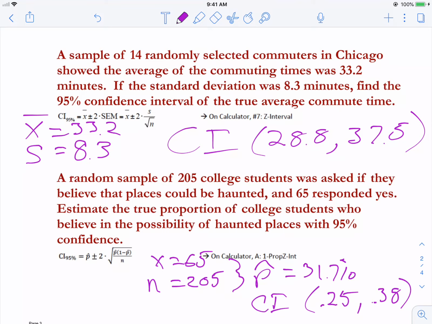And you're free to either mark these as a percent like I did right there, or probably it's better to go with the decimal. We know that we can freely go back and forth between a decimal and a percentage. So our confidence interval for these proportions is going to be a decimal that represents a percent. We're 95% confident that the true proportion of people who believe that a place can be haunted is between 25 and 38%.